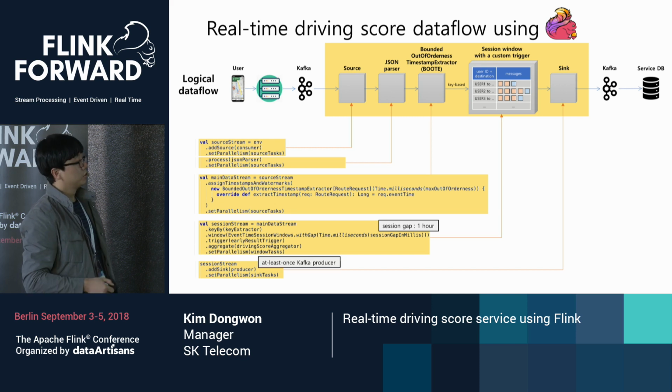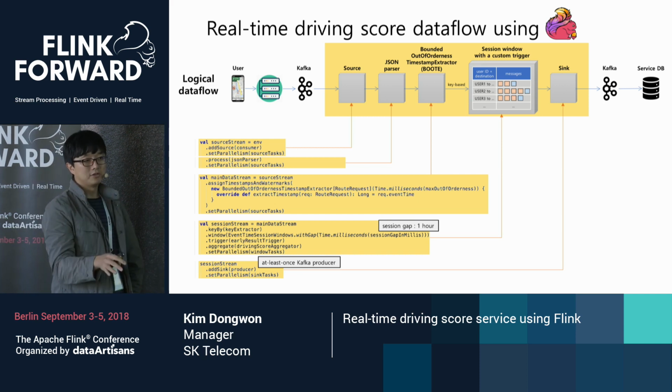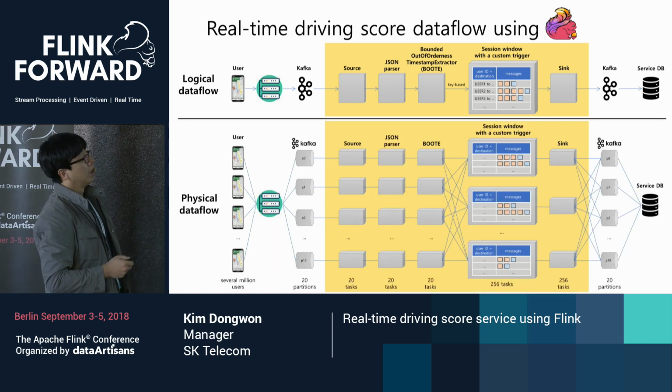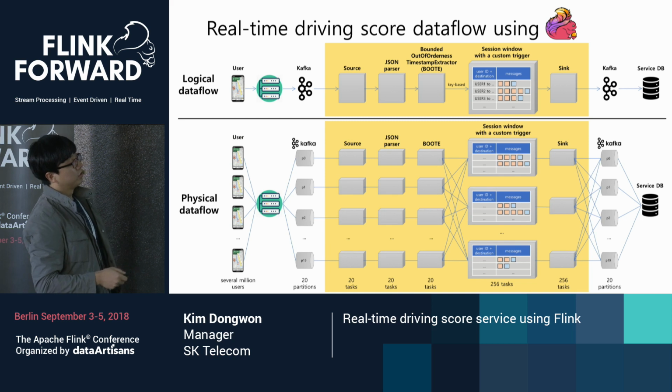And here we use an at-least-once Kafka producer because we need very low latency and we don't need end-to-end exactly-once semantics. So we decided to use that. And this is the physical data flow.